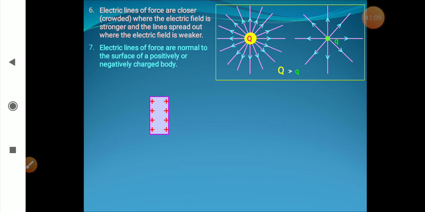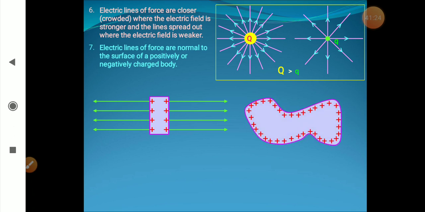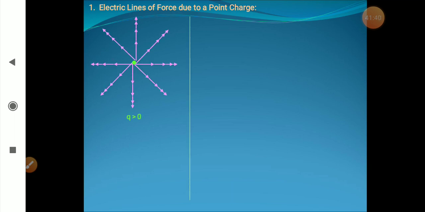Okay. Another interesting thing is electric field lines are always normal to a charged body. You can see that I have shown you a charged body and electric fields are shown normal to this surface. If the body has irregular shape, then also electric field lines are always normal to the surface of a charged body. And this we have already discussed.